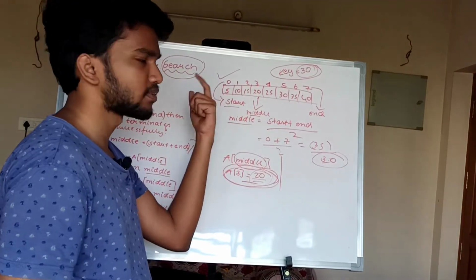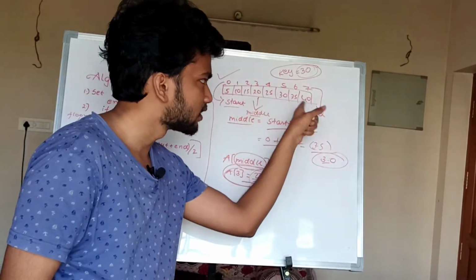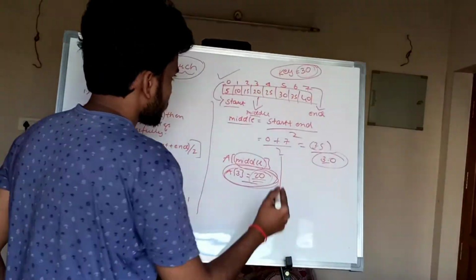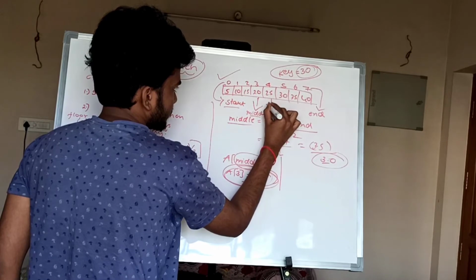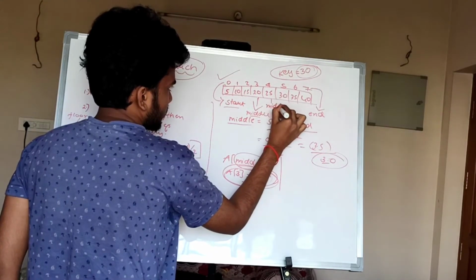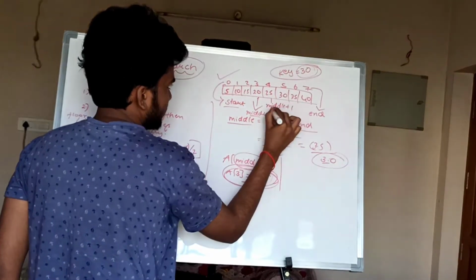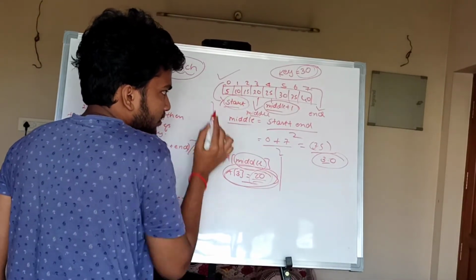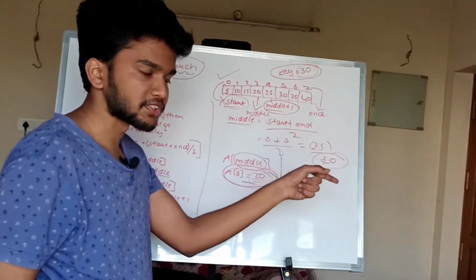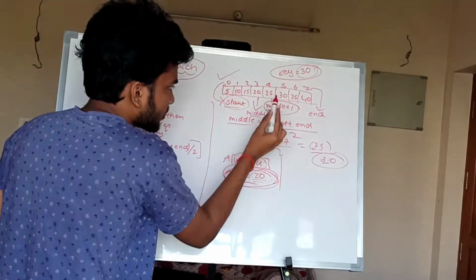I don't want these numbers, get out, I want only these numbers, I will go further. Now I will go here, that is middle plus 1 element, right? So we have performed a middle operation, and I will set this start to middle plus 1.